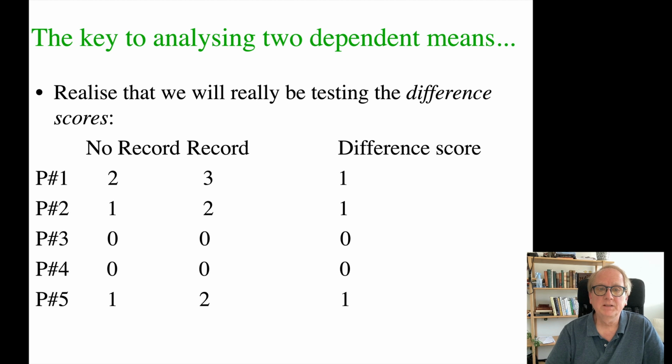And so I've got 3 minus 2, that's 1. 2 minus 1 is 1, and so on. And so the difference scores represent how much of a change there really was between the second time and the first time. And that's what we end up analyzing in this t-test, these difference scores. So even though there's 2 scores from each person, we're going to go ahead and compute a difference score.